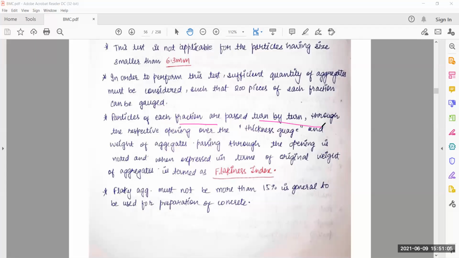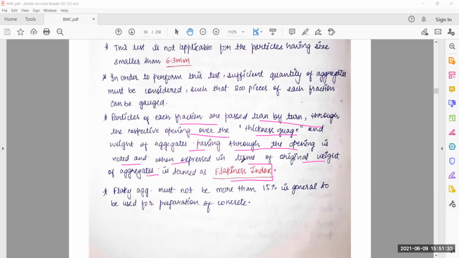So what does our code say? Particles of each fraction are passed turn by turn through the respective opening over the thickness gauge. You already saw what a thickness gauge is, and the weight of aggregate passing through the opening is noted. Then you note the weight coming out, say 0.5 kg, and express it in terms of the original weight of aggregate, for which you take 200 aggregates and weigh them all.